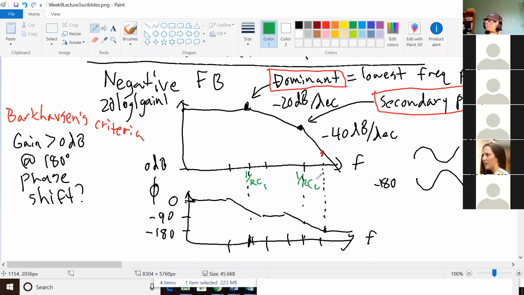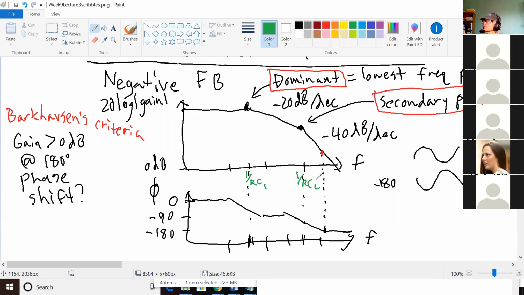How would you do that? What determines the pole? The resistance and the capacitance you calculated. So you could probably just increase that resistance somehow. Mhm. Capacitance in some way.